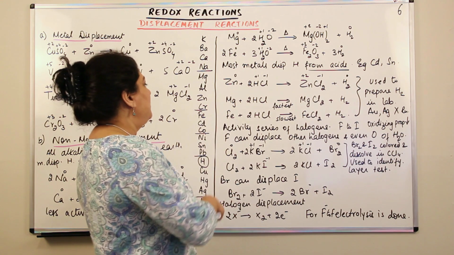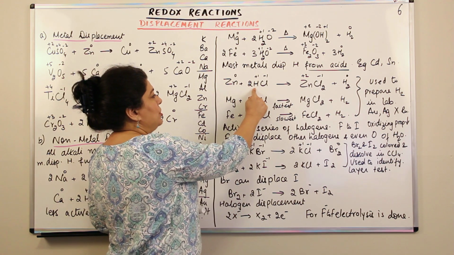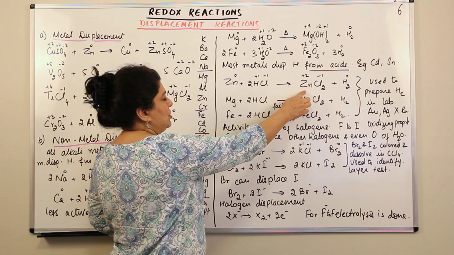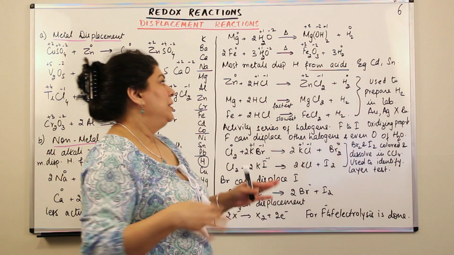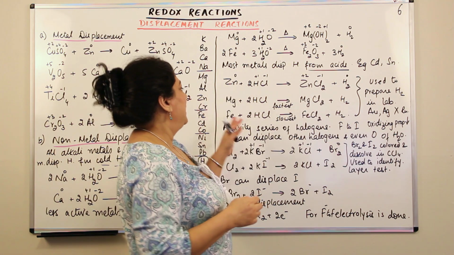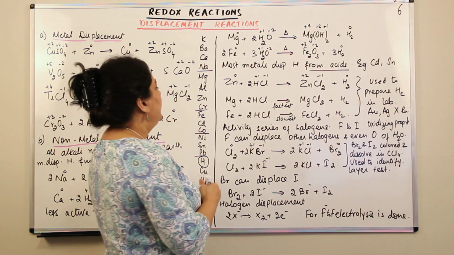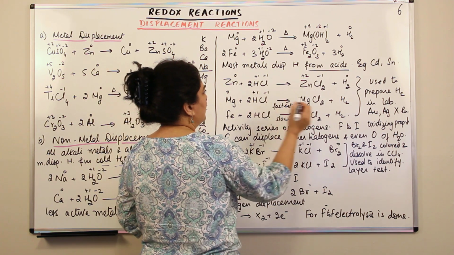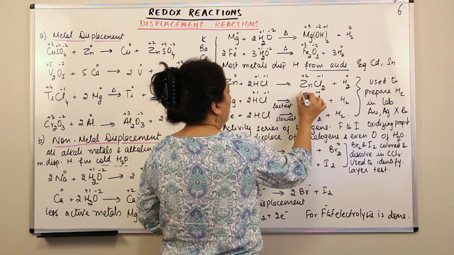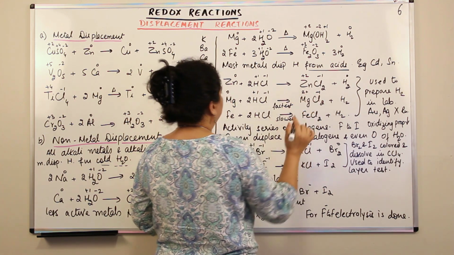In each of these, the same thing is happening. The metal is 0, hydrogen is +1. The metal acquires a positive charge, and hydrogen becomes neutral. Therefore, hydrogen gets reduced and the metal gets oxidized. Even here, magnesium was initially 0, hydrogen was +1, chlorine was -1, chlorine remains -1, magnesium becomes +2.